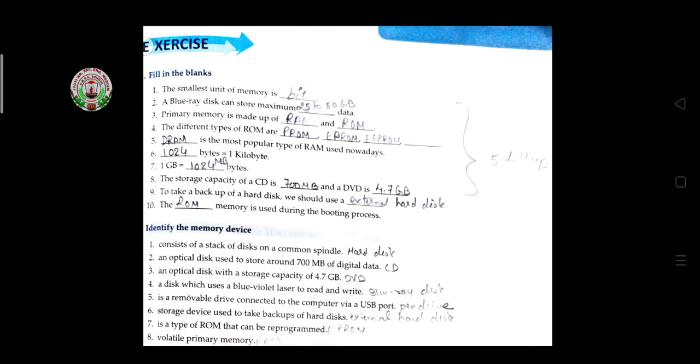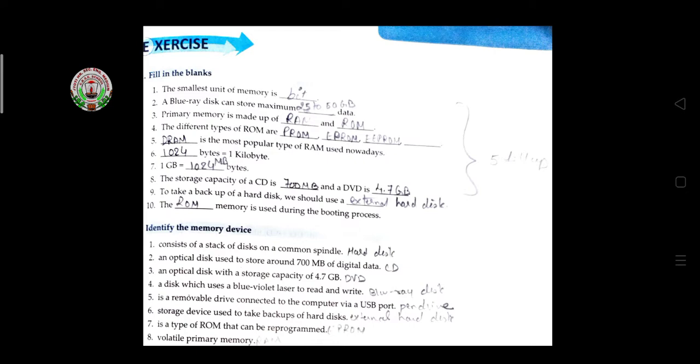So, fill in the blanks. The smallest unit of memory is bit. A Blu-ray disc can store maximum 25 to 50 GB. Primary memory is made up of RAM and ROM. The different types of ROM are PROM, EPROM and EEPROM. There is one dash also, so no need to write this. Only three types are there.